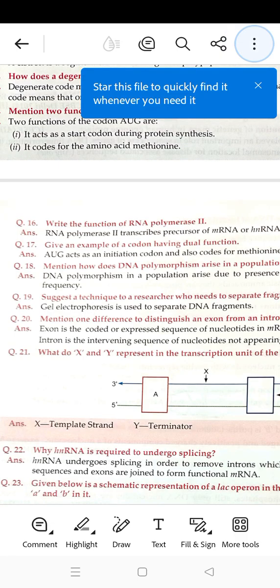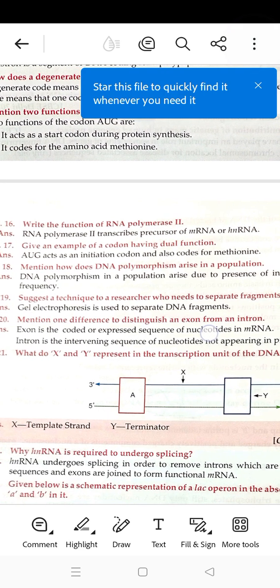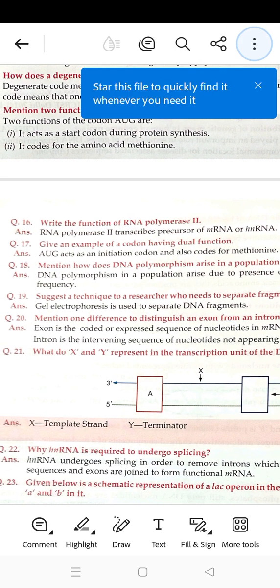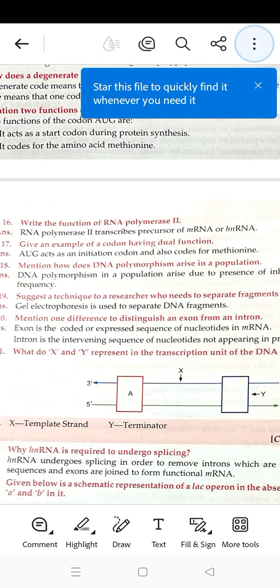Write the function of RNA polymerase II. RNA polymerase II transcribes precursor of mRNA or snRNA. Next, question number 17. Give an example of a codon having double function. The answer is AUG. AUG acts as initiation codon and also codes for methionine. So AUG has double function.